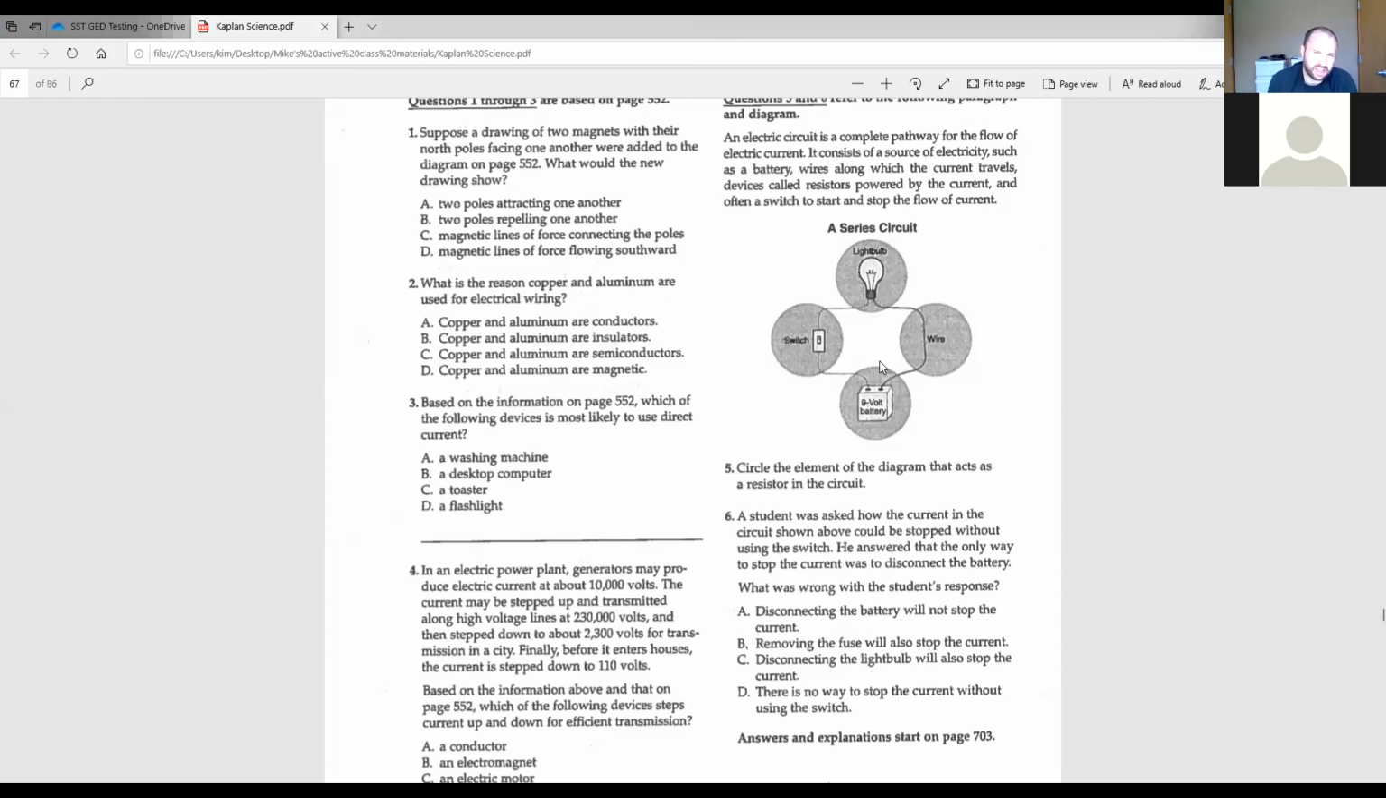So again, not an overly difficult answer, but kind of an odd question, and similar to something you would expect to see on the test, where you get a picture or a diagram, and you're asked to answer a question about it and apply it to something a little bit different, or something that's not specifically mentioned.